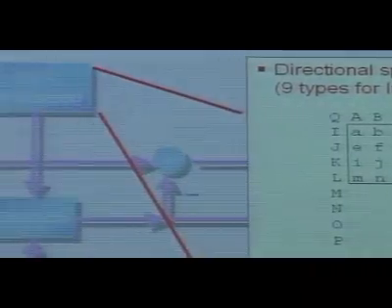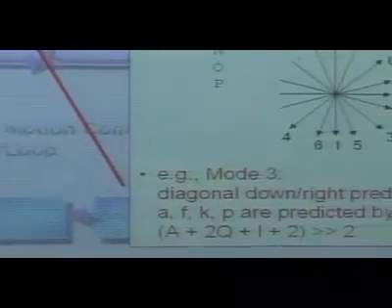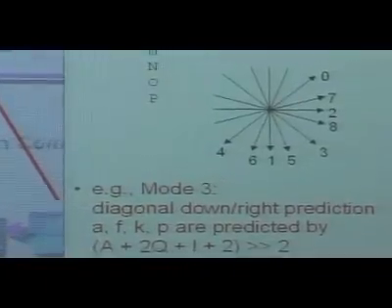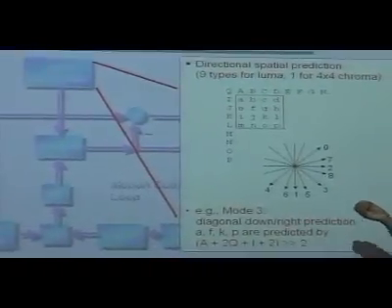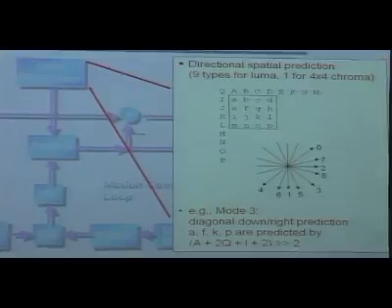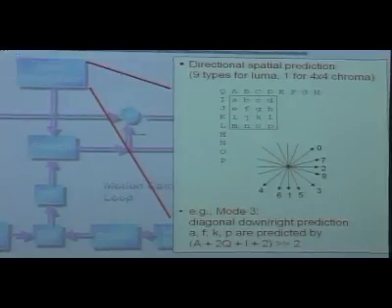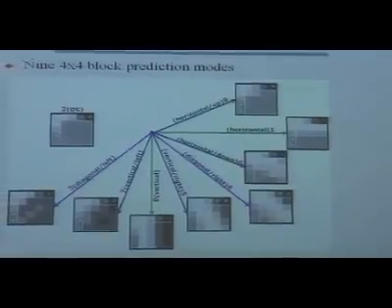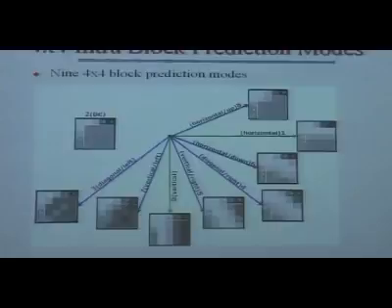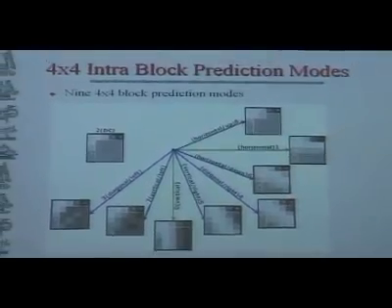And if you pick mode 0, it will be different. If you pick mode 0, which predicts that way, then M, J, G, D will be predicted by the L and the M down here. That's the way they do it. After the prediction, the difference between the predicted values and the real values will be encoded. This is for intra coding, without motion. Now, the 4x4 intra-prediction mode has these features.